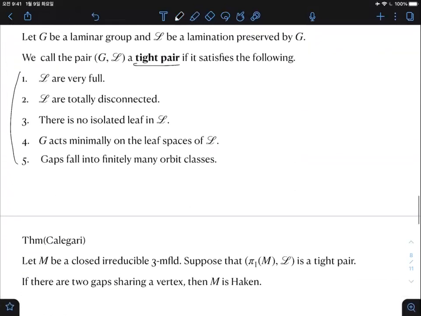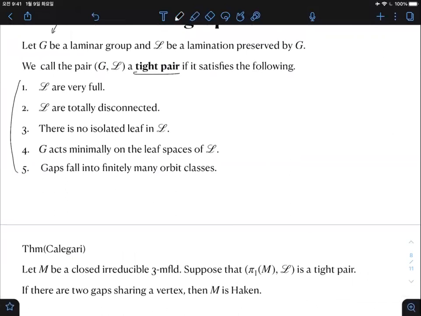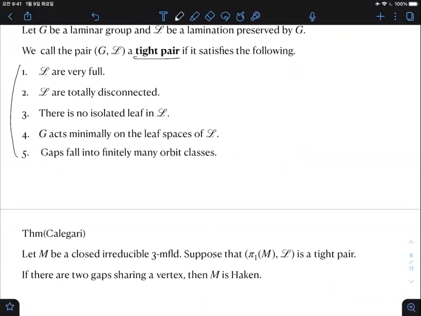As evidence, indeed, the concept of type pairs was suggested by Danny Calegari in his unpublished manuscript. In that manuscript, he showed the following theorem. Let M be a closed irreducible 3-manifold, and suppose that there is a good circular lamination which makes pi1 M, comma L a type pair. If there are two gaps sharing a vertex, then M is Haken. So from this theorem, we may guess that type pairs are good at detecting a surface subgroup.